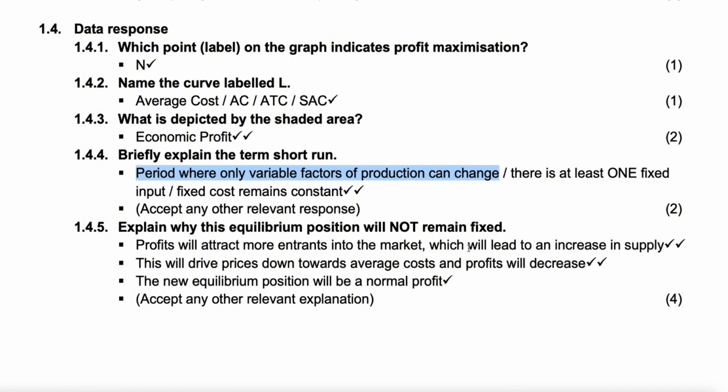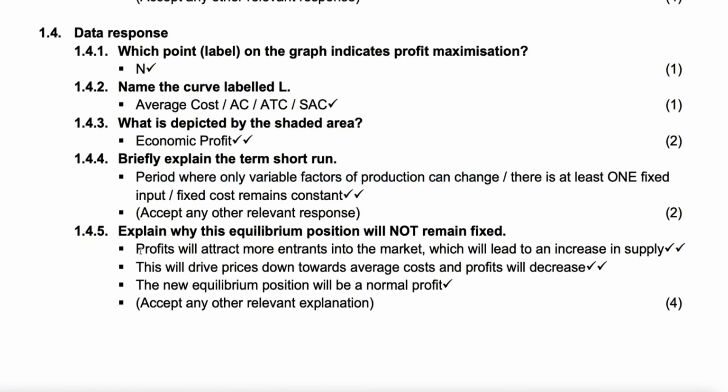All right, the last one: explain why this equilibrium position will not remain fixed. Well, it means why will the economic profit change? They nailed this one. Profit will attract more entrants into the market, which will lead to an increase in supply. And I kept asking which market force is affected. Yes, they got it right. They say it's the supply curve. And what would happen? It will increase. But if firms were making economic loss, then supply will decrease. So just make sure you get it the opposite.